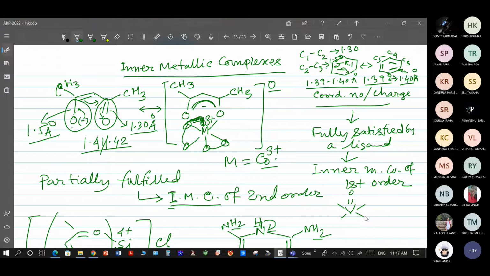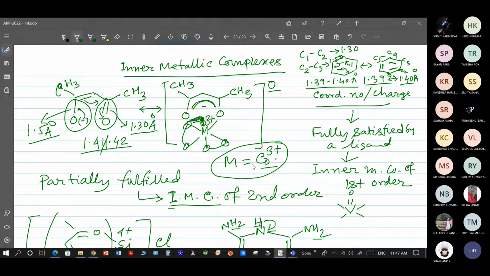So we are just going to consider this one and see whether its coordination number, as well as the charge of the metal ion, are fully satisfied by these ligands. If it is fully satisfied, then that type of complex will be called an inner metallic complex of first order. Inner metallic complexes are said to be either fully or partially satisfied by a ligand, both in the coordination number as well as the charge.